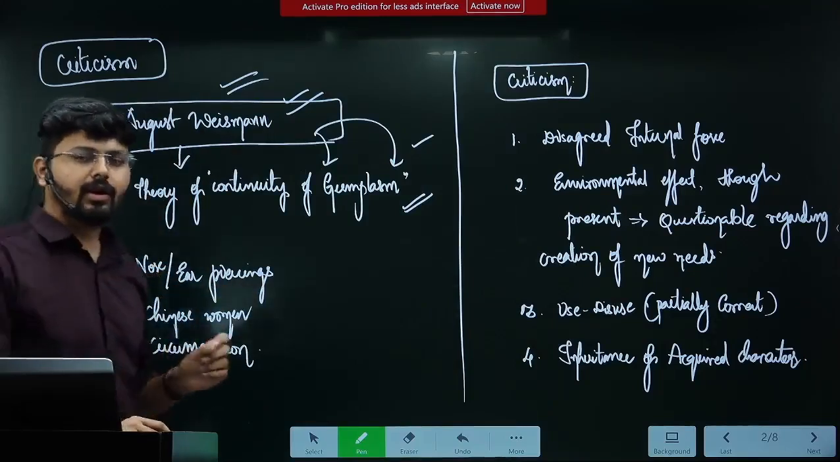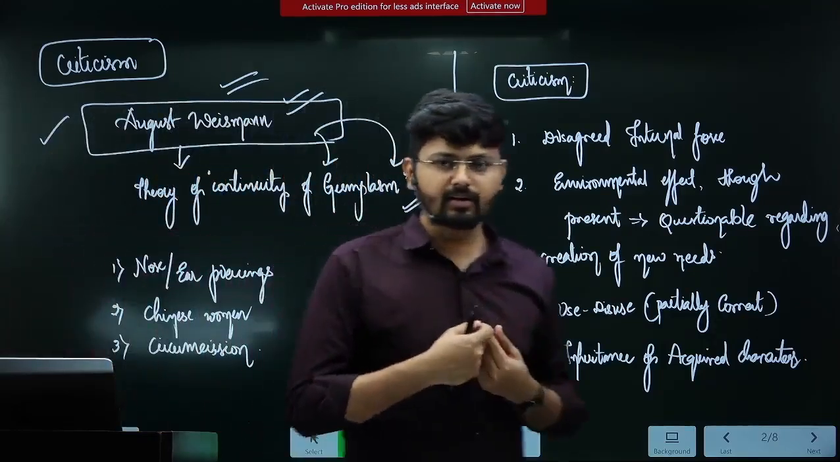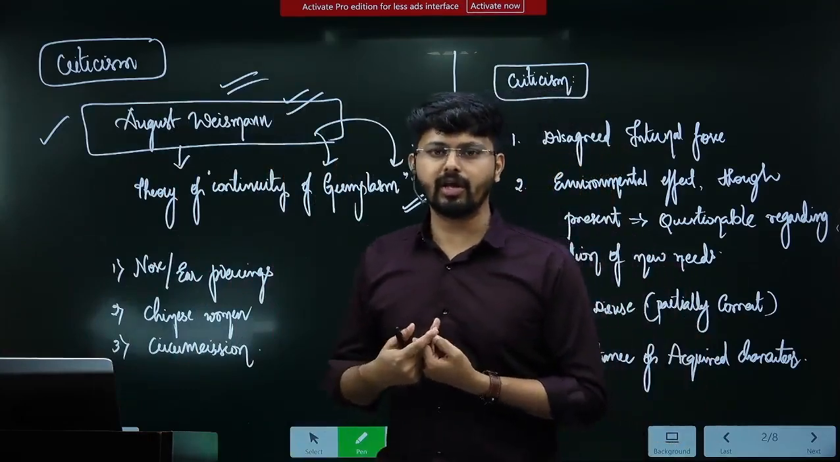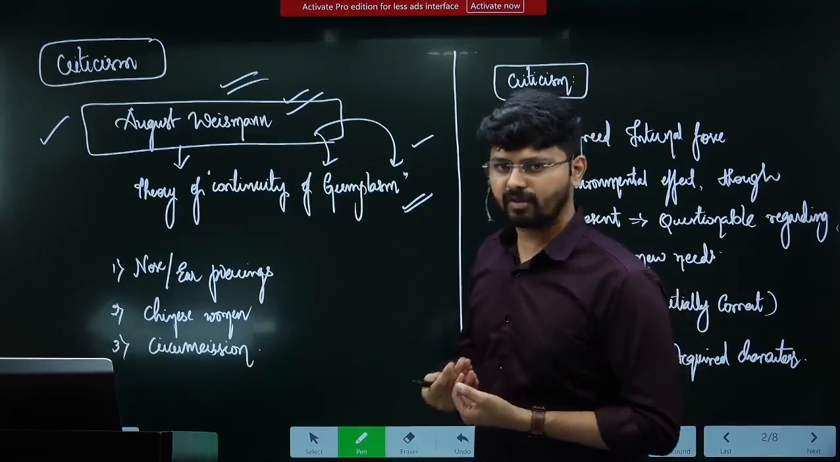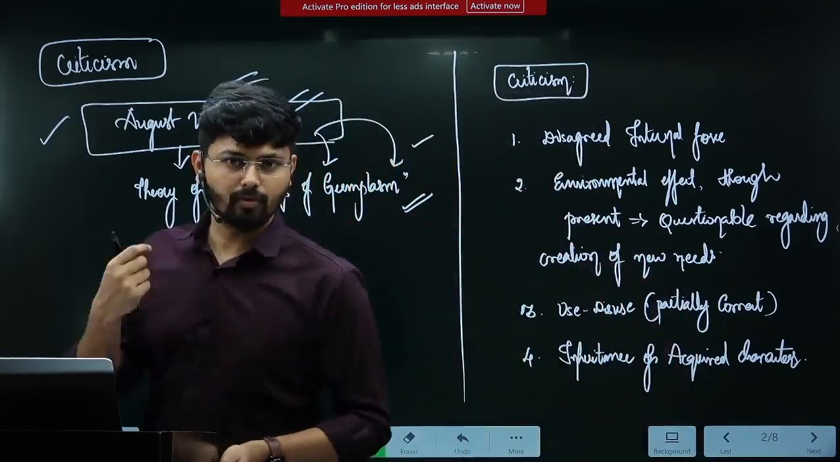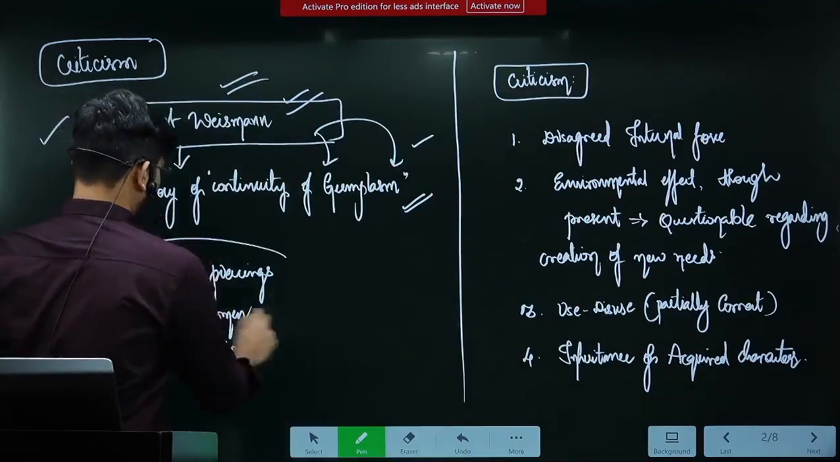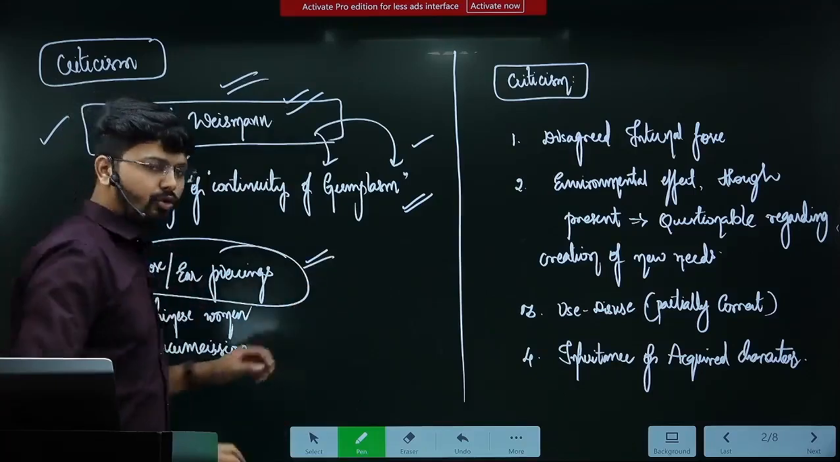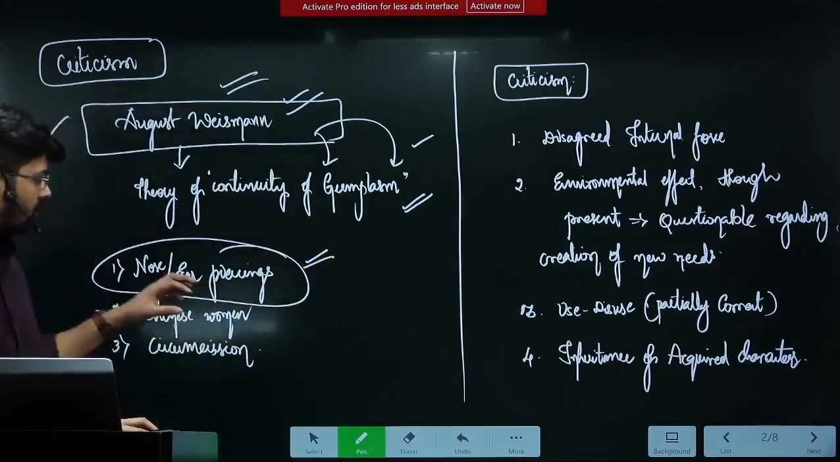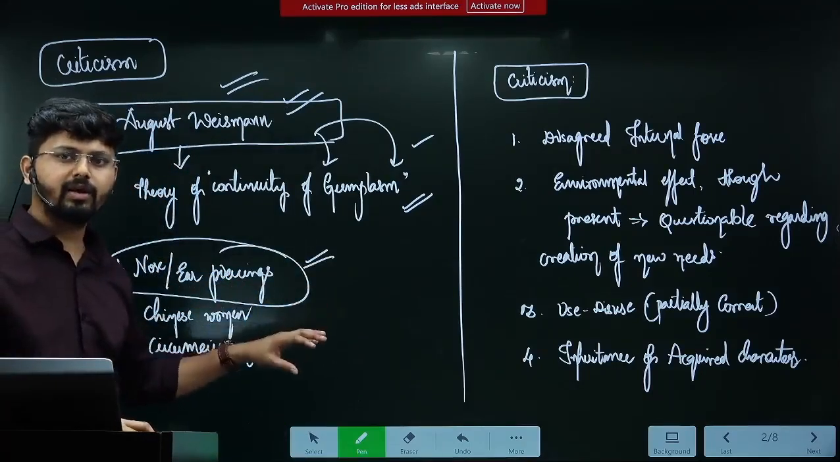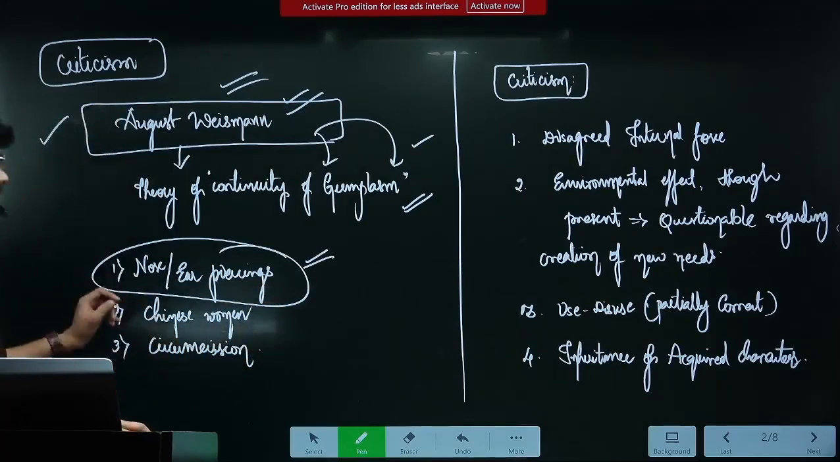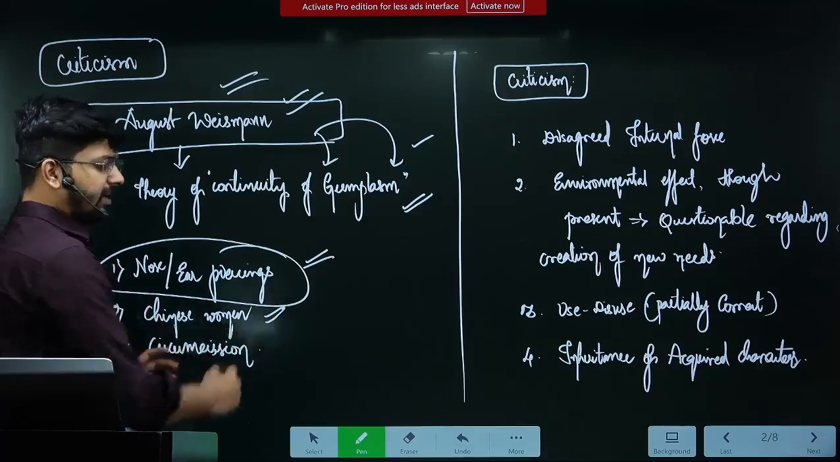Even after piercing the nose and ears and many other parts of the body, the new generation of human beings doesn't have those pierced holes, right? So again, this says that use or disuse, or the acquired characters, are not being inherited. And one more example is the Chinese woman.